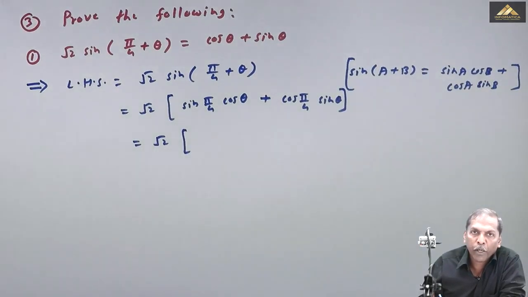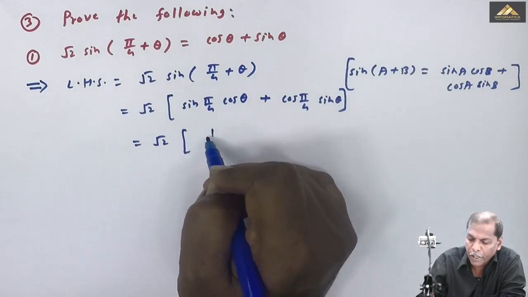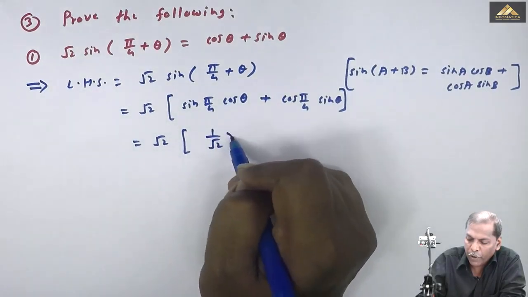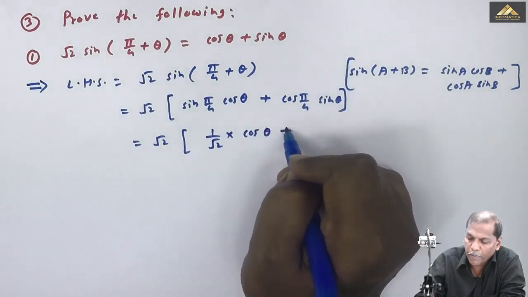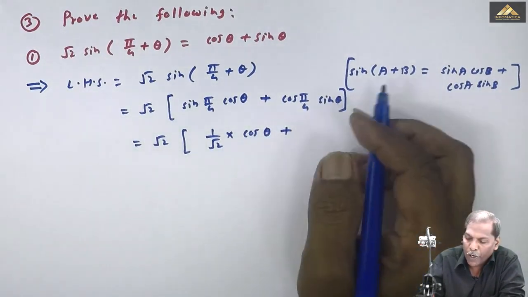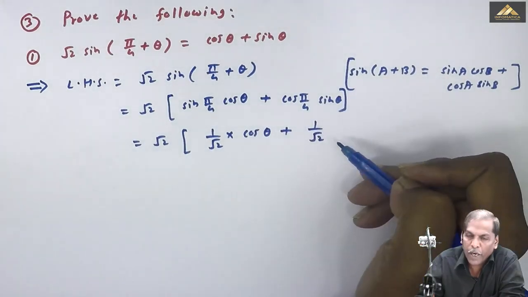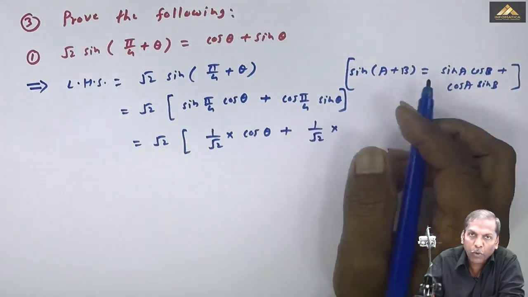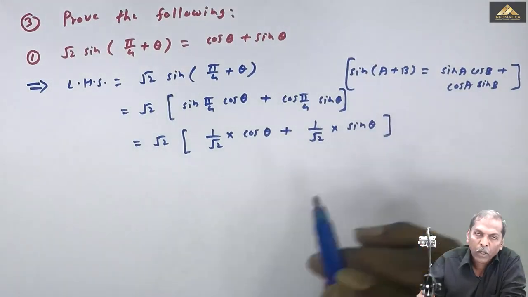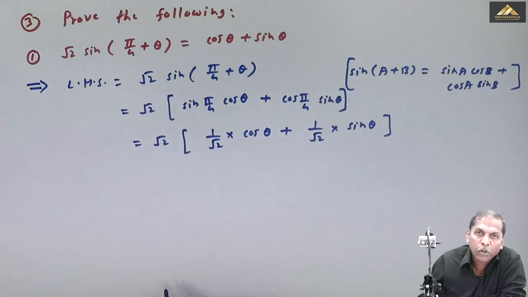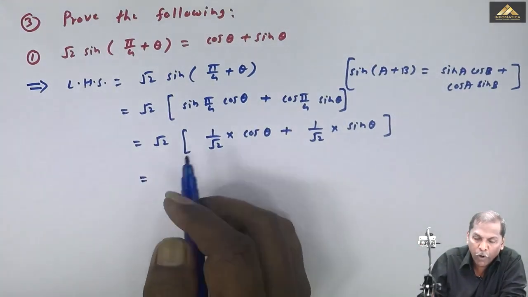Now from Trigo table, sin pi by 4 means sin 45 degree, कि जिसका आंसर आता है 1 by root 2 into cos theta we write as it is plus cos 45, कि जिसका आंसर again we get 1 by root 2 into we write sin theta as it is. अब ब्रैकेट में ऑब्जर्व किया तो we get 1 by root 2 common. So we take 1 by root 2 common from both terms.